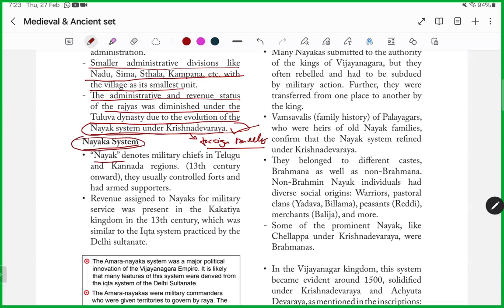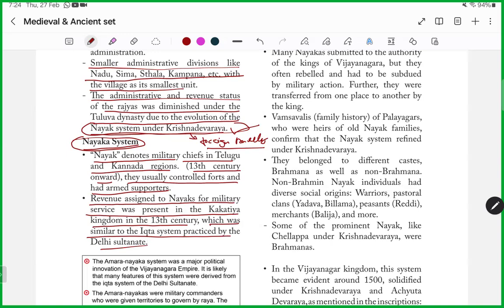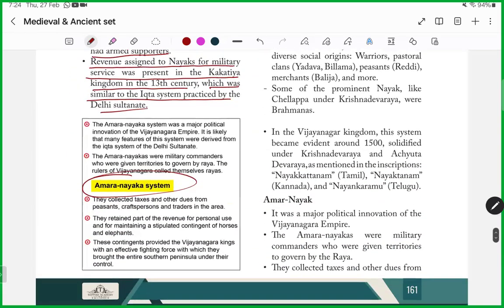Nayak denotes the military chiefs in Telugu and Kannada regions from the 13th century onward. They usually controlled forts and had armed supporters. Revenue assigned to Nayaks for military services was present in the Kakatiya kingdom in the 13th century, which was similar to the Ikta system practiced by the Delhi Sultanate. The Amara Nayak system was a major political innovation of the Vijayanagar Empire. It is likely that many features of this system were derived from the Ikta system of the Delhi Sultanate.